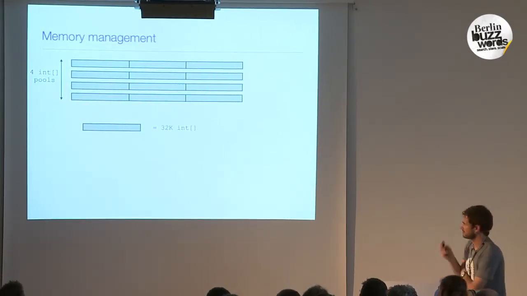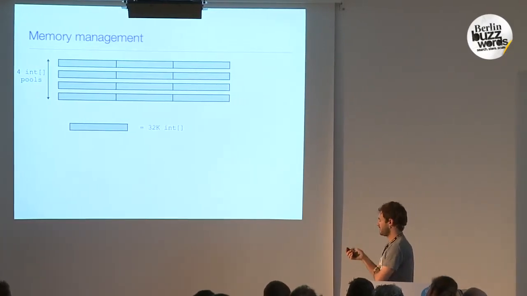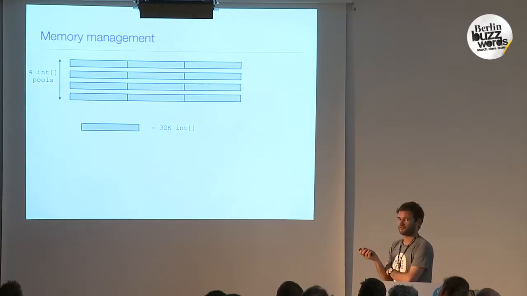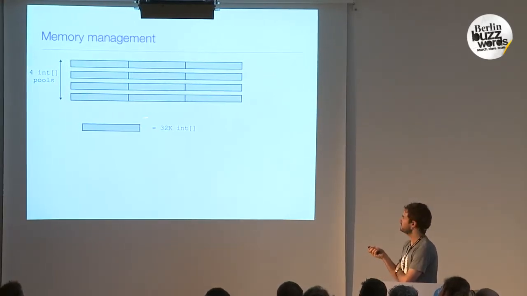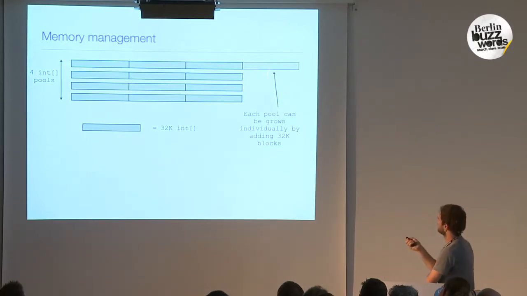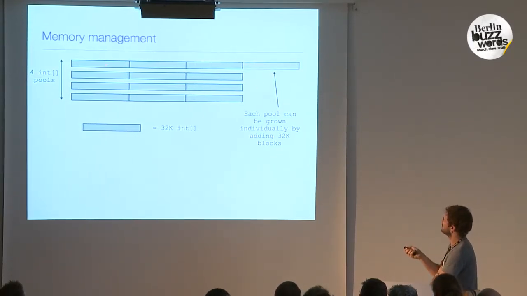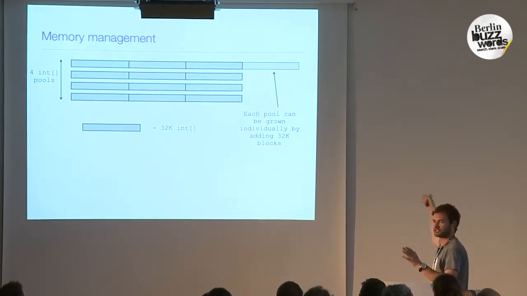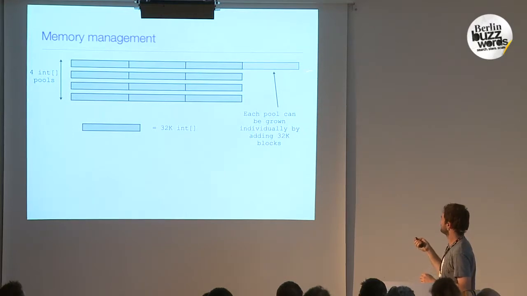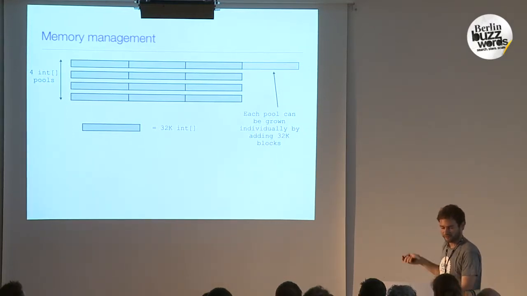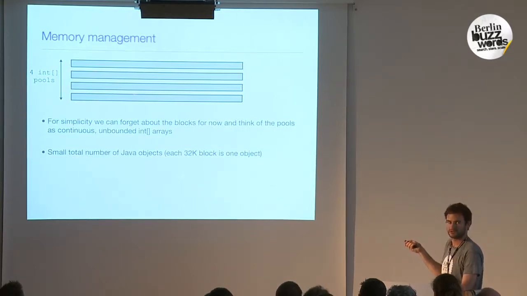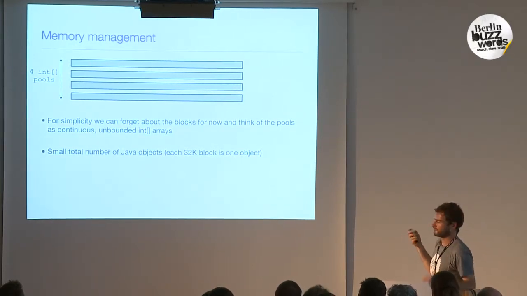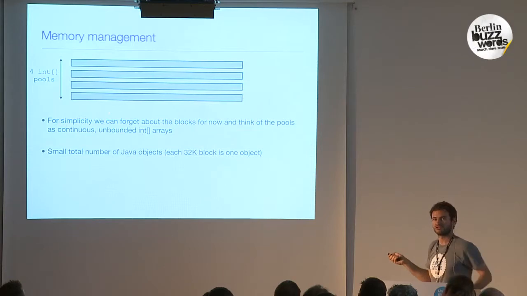Okay, so this is how the data structure works. We start with four pools, and just think of a pool as a large integer array that can grow. It can grow by appending an integer block to it. So for example, here we have four 32k integer arrays, and we can allocate more in this direction, and each pool, each level, can grow independently. So we can make this one here much longer than the ones on the bottom. And for now, you can forget that there are multiple integer arrays underneath such a pool. For simplicity, we can just think of these four pools as never-ending integer arrays that we can grow dynamically.